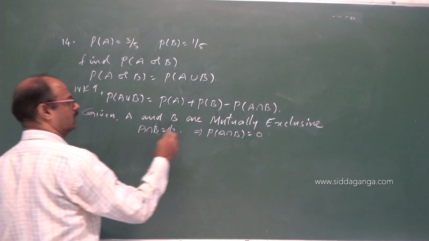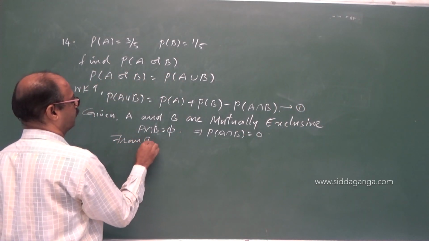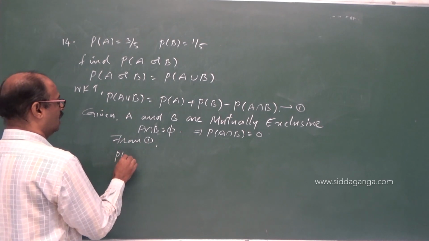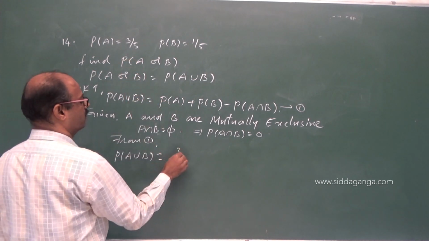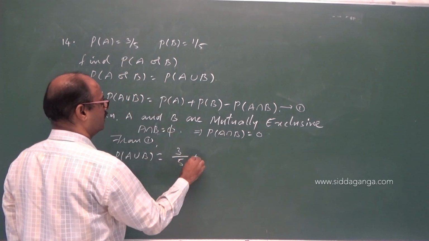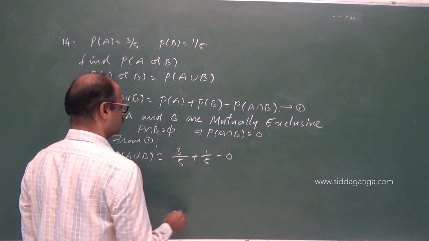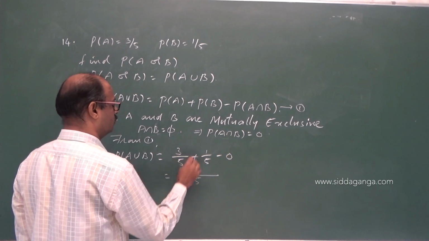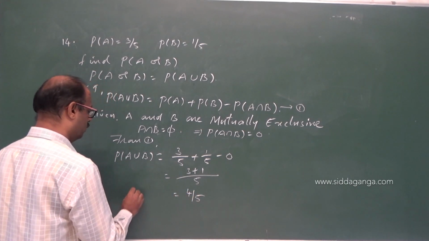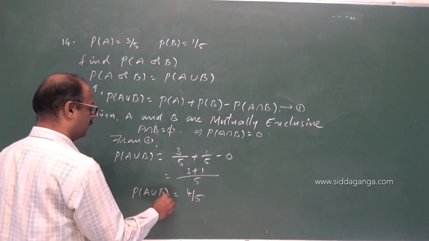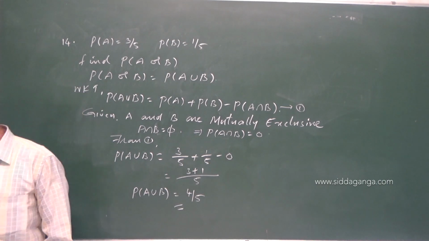Now substitute, you can denote this as 1. From 1, you substitute. Left hand side, P of A union B, you keep it as it is. P of A is 3 by 5, substitute. P of B is 1 by 5, substitute, minus intersection 0, substitute. 5 is the LCM, numerator is 3 plus 1. What is 3 plus 1? 4. It is 4 divided by 5. So, P of A union B is equal to 4 divided by 5.